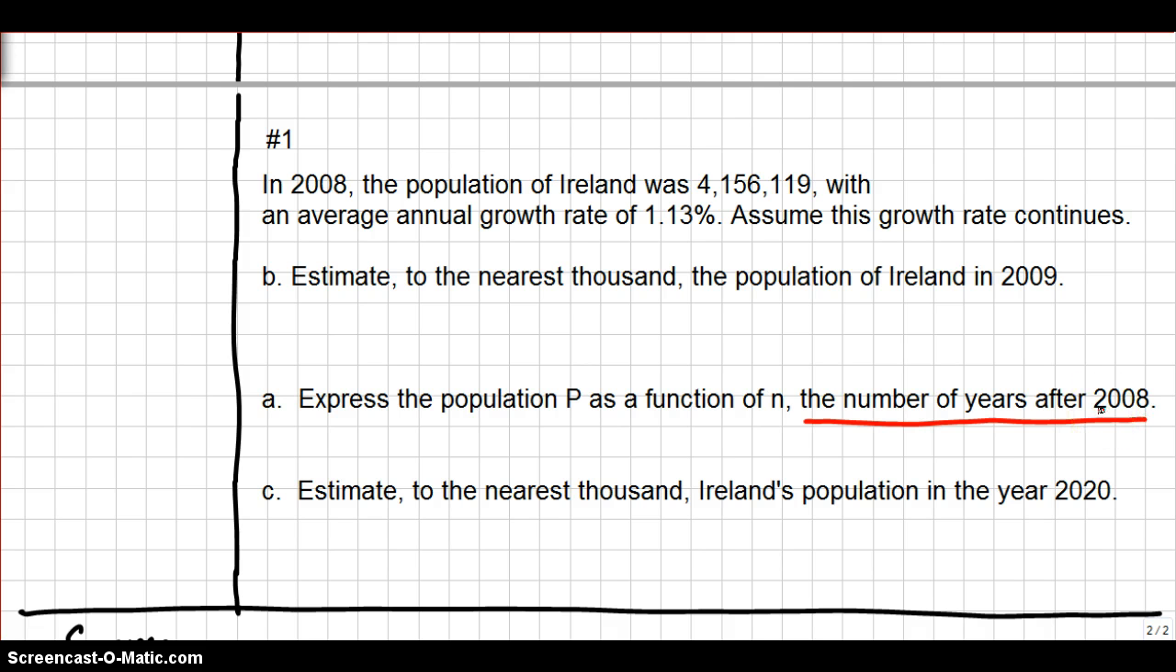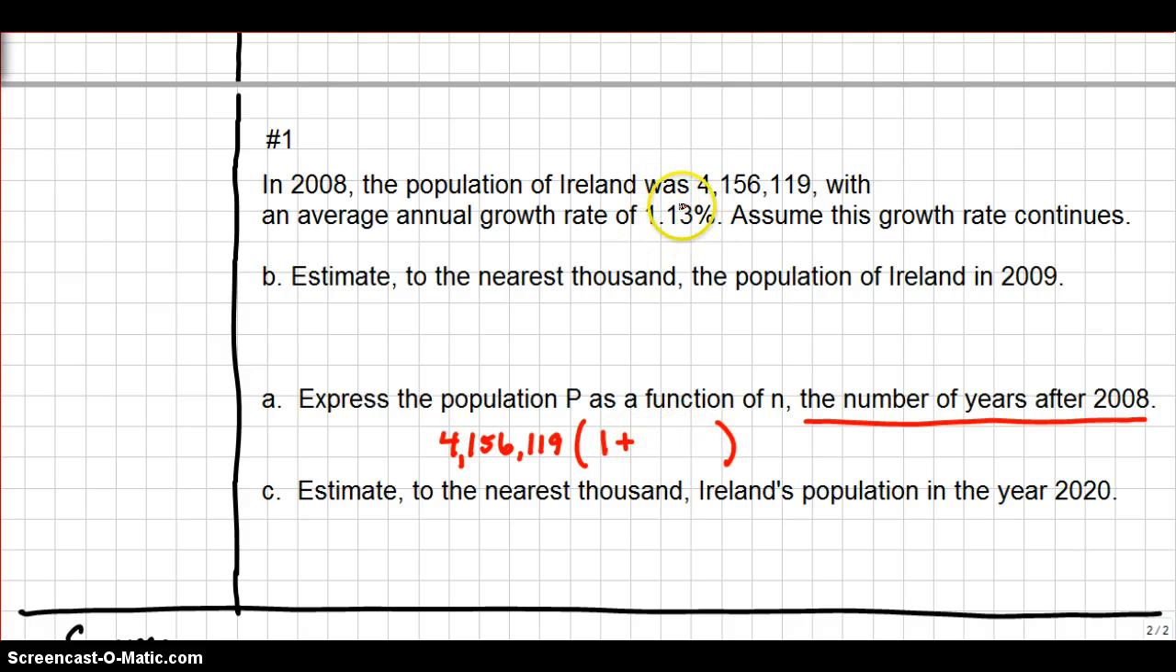So when we create our equation, we need the starting value, which in 2008, that's our start, and they give us that number of 4,156,119. Then we need the b value. Many times the b value is put in parentheses. If students forget to do that and simply put a times there, that's perfectly fine. The b value, if it's growing, is going to be 1 plus the percentage.